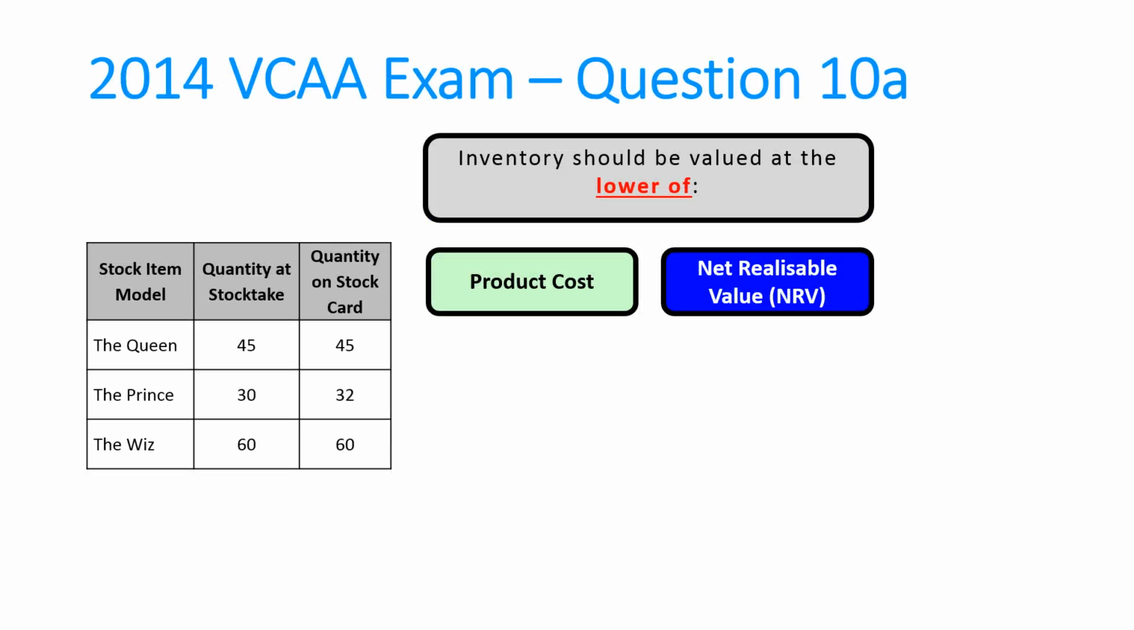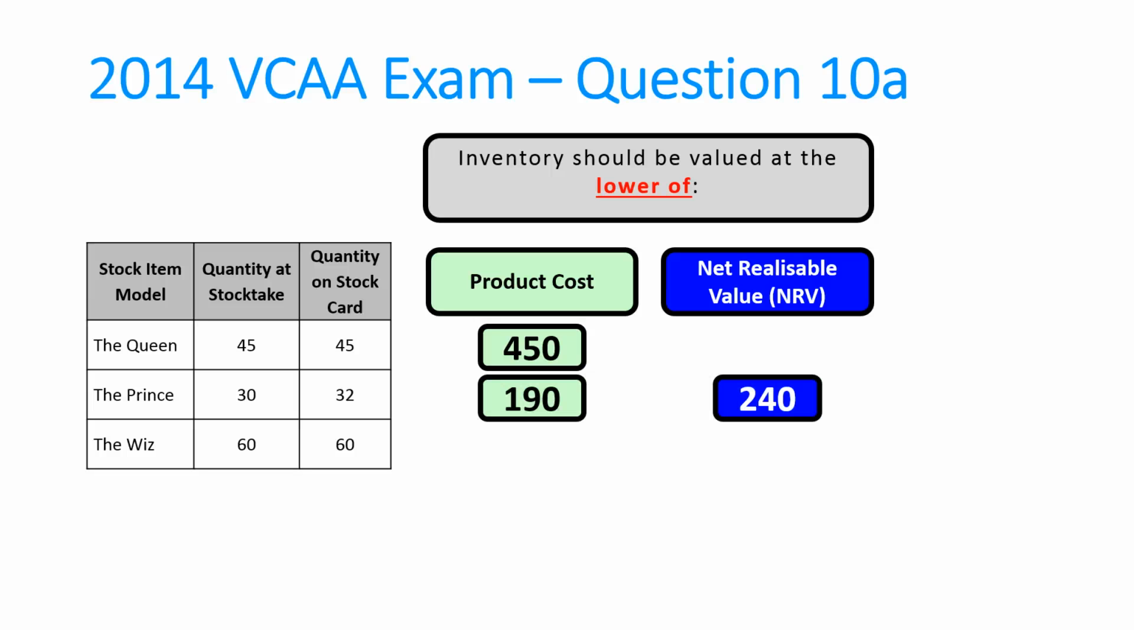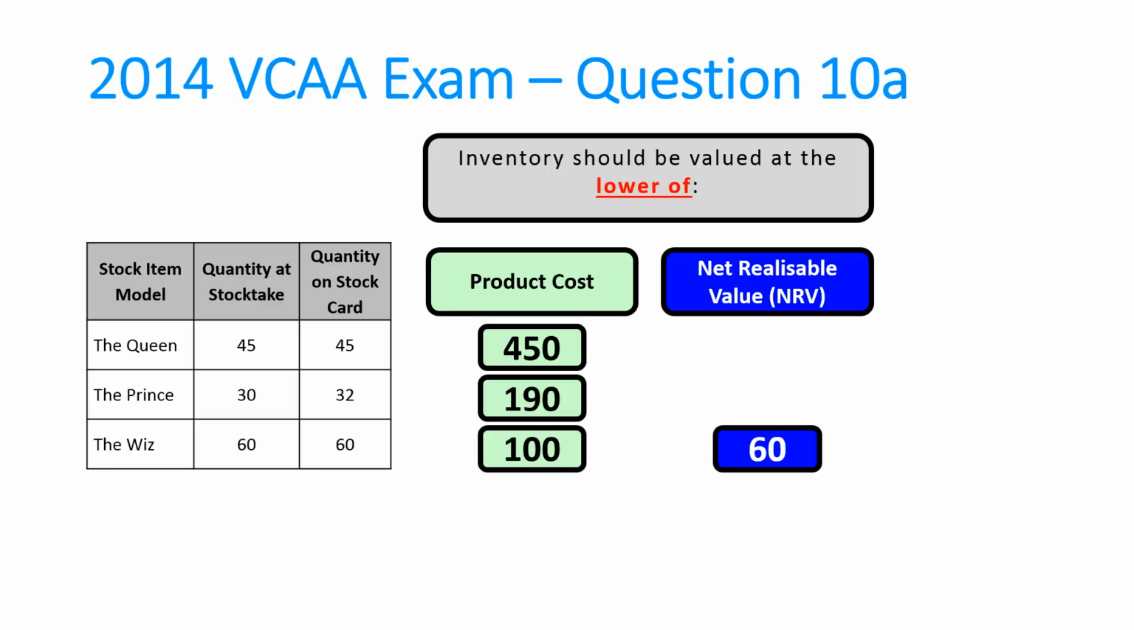So what I need to do now is figure out for each of the items which one's lower, the product cost or the net realizable value. So the Queen, I had a product cost of $450, a net realizable value of $540, so I'm going to value that at the product cost. The Prince was a cost of $190 and NRV of $240, so I'm going to keep that at its product cost. And the Whiz, that had a cost of $100, but the net realizable value was lower, so I'm actually going to value that one at its net realizable value.